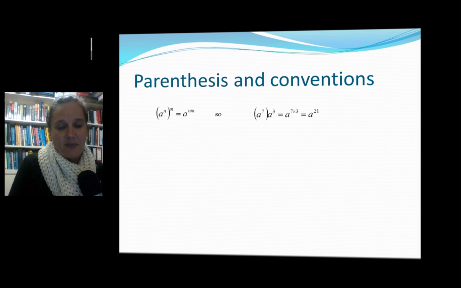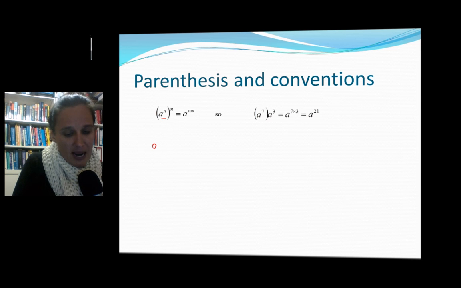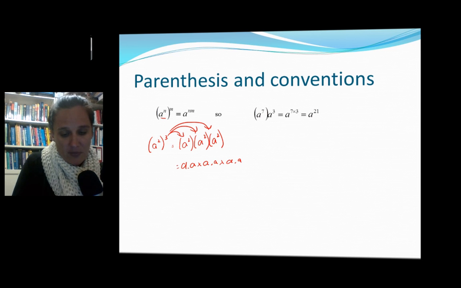Looking at our next bracket here, we have a to the power of n in brackets and then to the power of m. So we'll do a simpler example than the one over there. We've got a squared and we'll cube it. What this means is a squared times a squared times a squared. So that's our 3 lots there, which is a times a times a times a for the next a squared times a times a. So 1, 2, 3, 4, 5, 6. A to the power of 6.